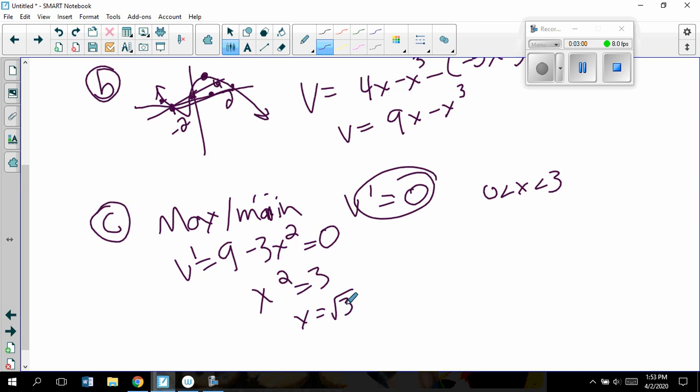It does not ask for the location. It asks for what's the maximum distance. So that needs to be plugged back into v to get your actual answer, which should be 9 square roots of 3 minus the square root of 3 cubed. You can leave it like that. You can simplify, but reminder on your AP test, especially with a lot of free response questions, you do not have to simplify that for a perfect answer.